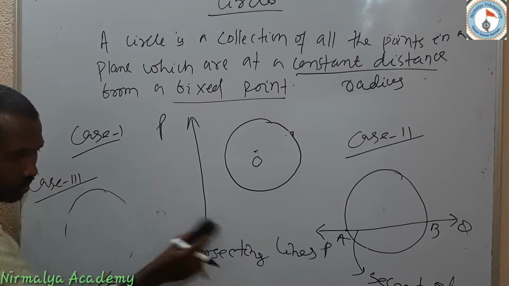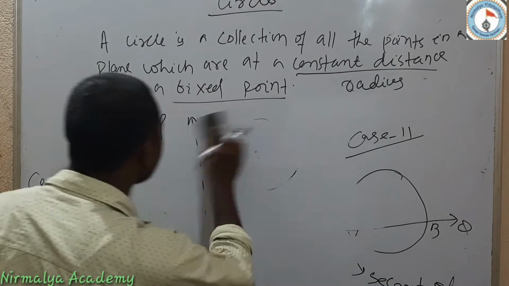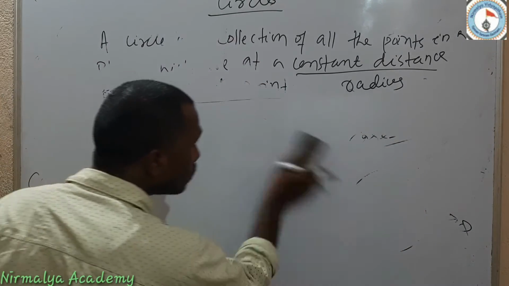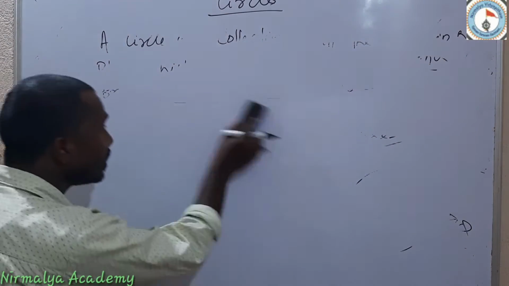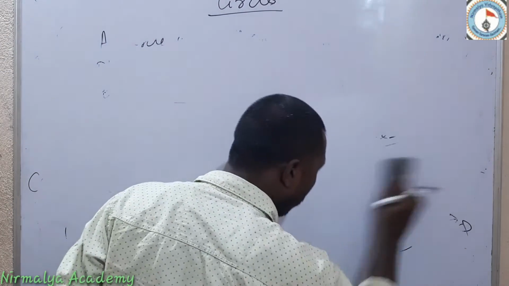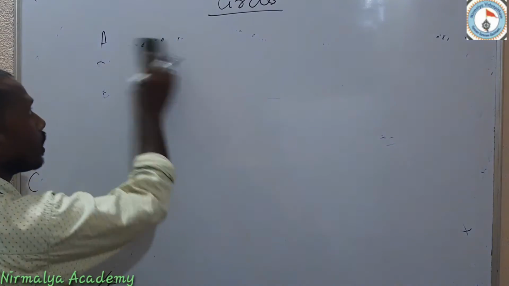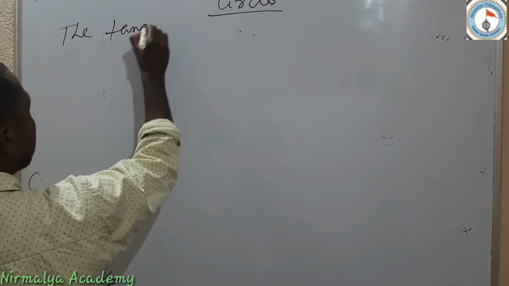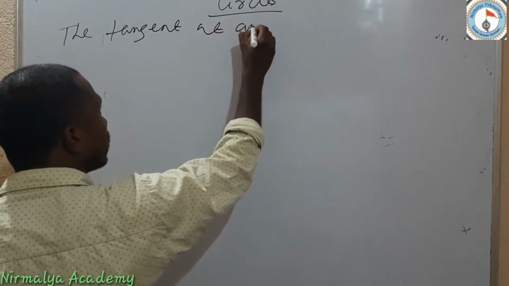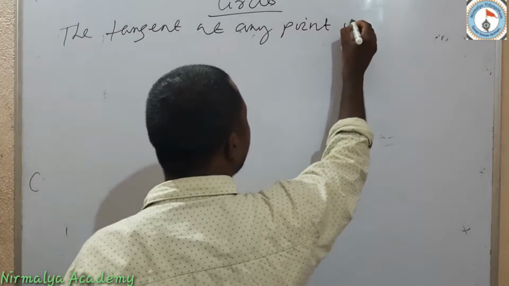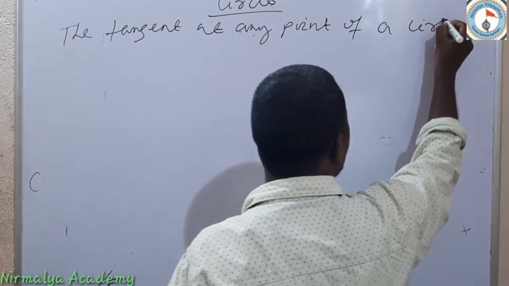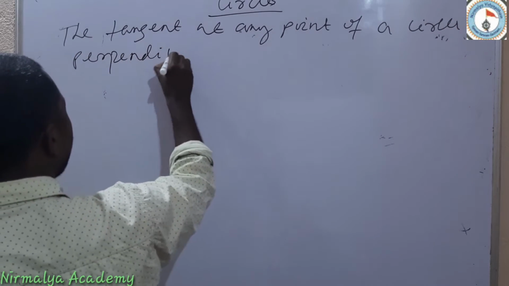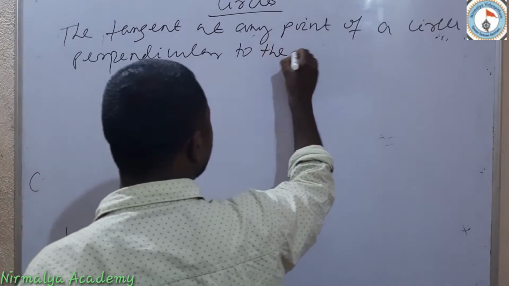Now we will discuss a theorem, that is theorem 10.1 in your book. The tangent at any point of a circle is perpendicular to the radius from the point of contact. The tangent at any point of a circle is perpendicular to the radius.